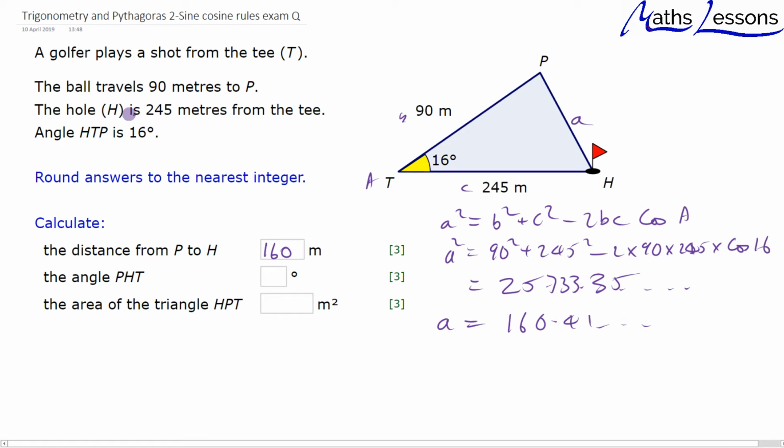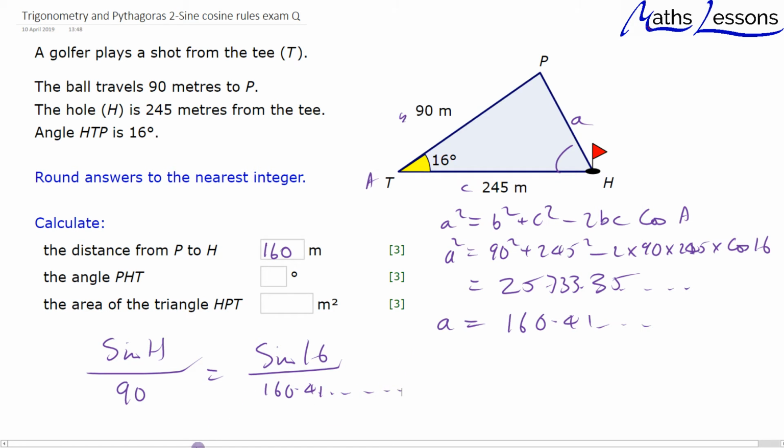Now on the next bit, we want to find the angle PHT. So PHT is this angle here. So we're going to do sine of H over the opposite side 90 equals sine of 16 over this side we just worked out, 160.41, but you would put all the values into that.